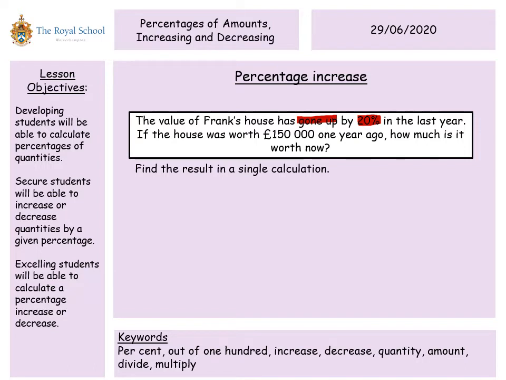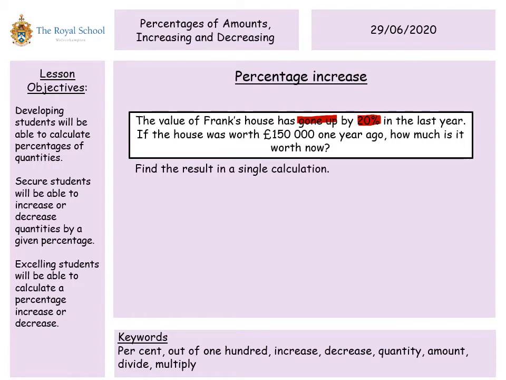So we could say that if we were after 10% of our 150,000, then we end up with dividing it by 10, so we end up with £15,000 is 10%, and therefore 20% would be 30,000, and we could add that on.